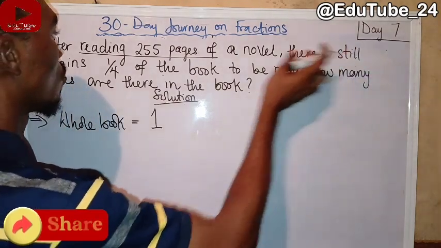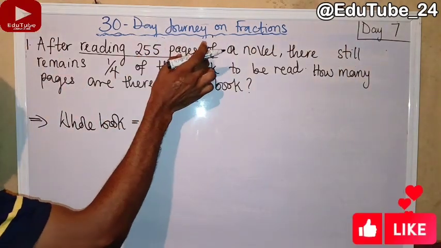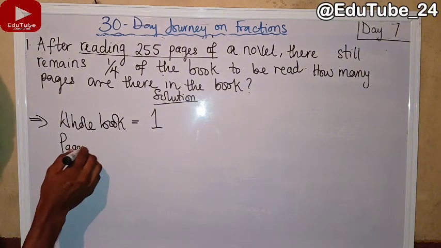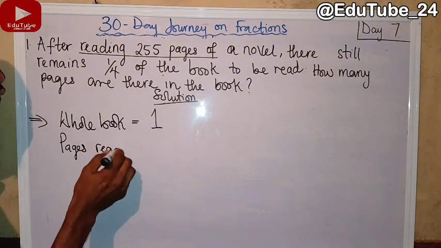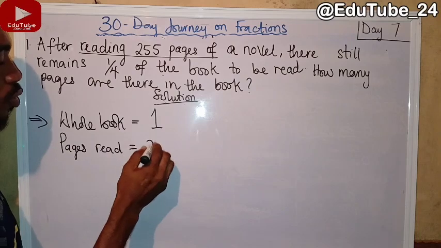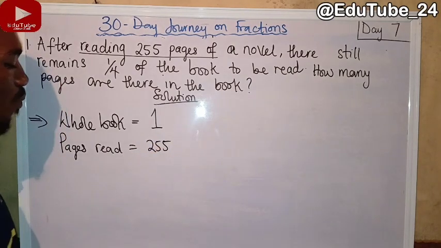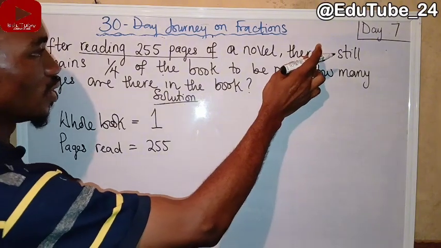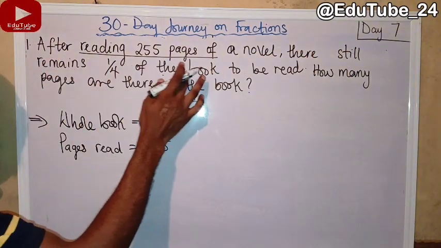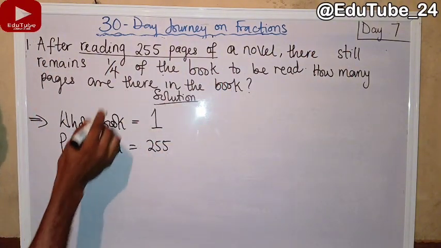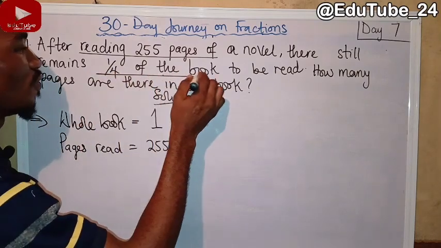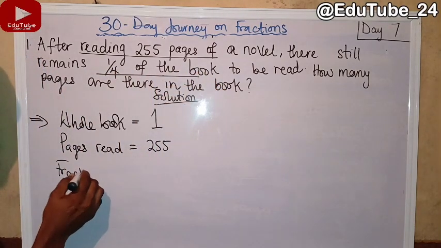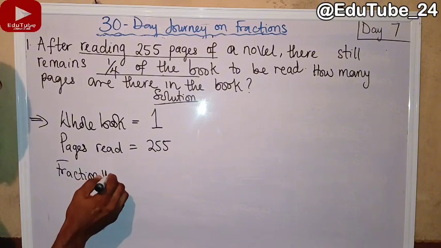And then, after reading these 255 pages, we are going to say pages read. Pages read out of the 1 whole book is 255, but we don't know the total pages. They said there still remains 1/4 of the book, so we are going to label this as fraction unread.